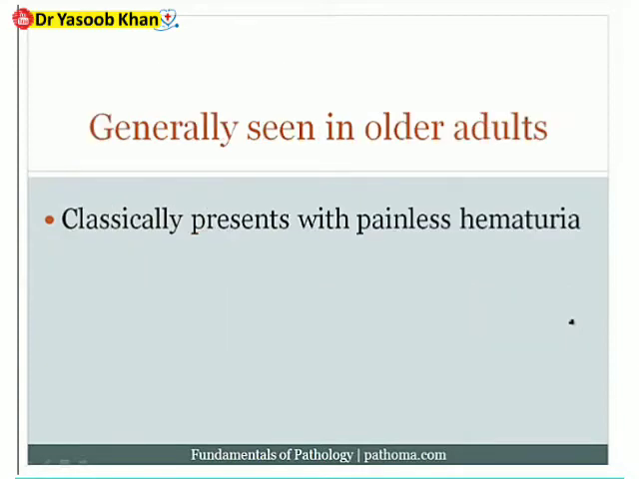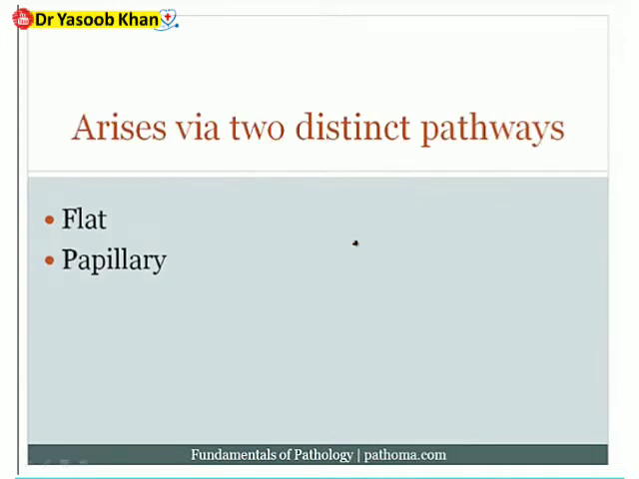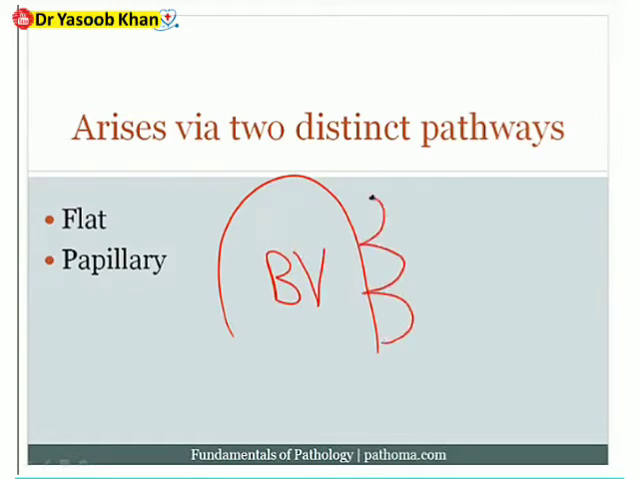Urothelial carcinoma is generally seen in older adults. The classic presentation is painless hematuria, and it's important to note that it arises via two distinct pathways, and this is particularly high yield. In the papillary pathway, tumors develop as papillary growths, and remember that a papillary growth is essentially a fibrovascular core with a blood vessel running through it upon which epithelium is placed. And so this would be the papillary pattern of urothelial carcinoma.